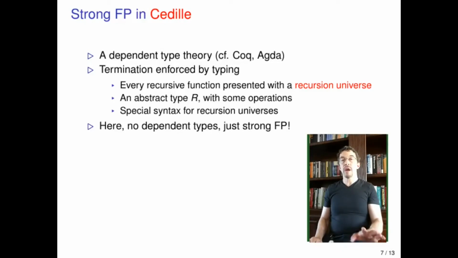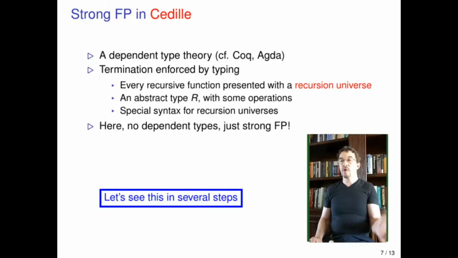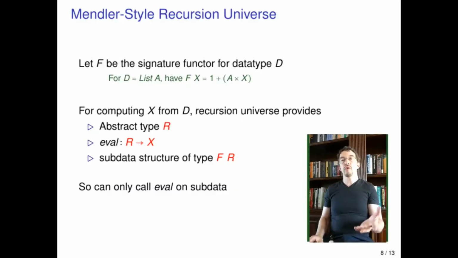I want to emphasize, even though Cedille is this type theory that lets you do proofs and things like that with dependently typed programs, here we're not using any dependent types or any of that kind of machinery. We're just using strong functional programming. So let's see how this works in several steps. First, we're going to see Cedille's recursion universes. We start off with something called a Mendler-style recursion universe. This is the underlying interface, and again, Cedille provides a nicer surface language access to it, but this is the basic interface that we're relying on.